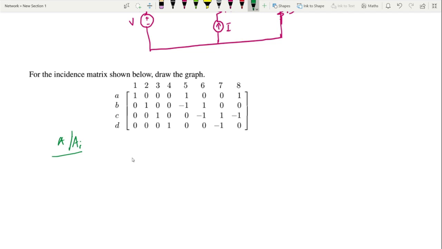So as seen here, the first column entry sum is not 0. So it is A matrix. This is A matrix, the reduced incidence matrix. So how to find out the complete incidence matrix from this reduced incidence matrix? Utilizing that property, we can find out the complete incidence matrix AI.